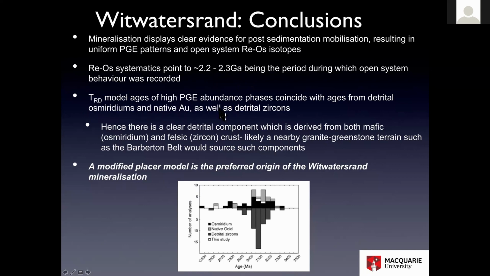But our model ages tell us that these high PGE abundance phases were probably detrital, and they were coming from some sort of a granite greenstone terrain, which can source the mafic stuff for the osmiridiums and the zircons for the felsic stuff. And the Barberton belt, for example, would fit the bill there. And so in terms of model testing, I would say it's not purely placer and it's not purely hydrothermal. It's some sort of modified placer source of the mineralisation in its current form that we see within the Witwatersrand basin.